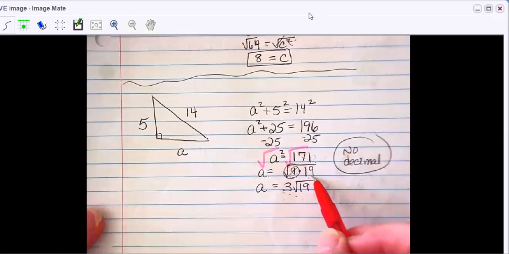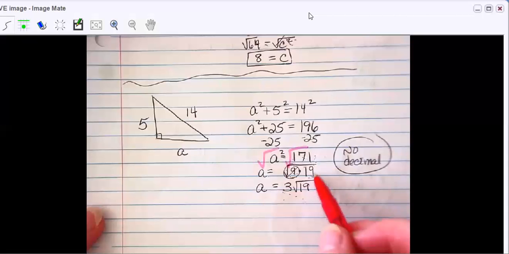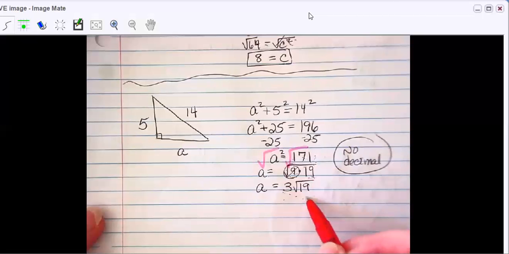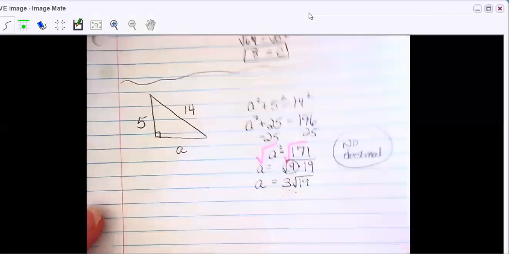And even if this was like a 6, which is a 2 times a 3, if there's no pairs, it just gets multiplied together and sits back inside. That would be your final answer. Okay. Questions on any of that?